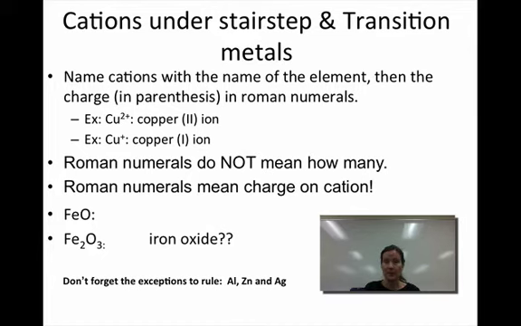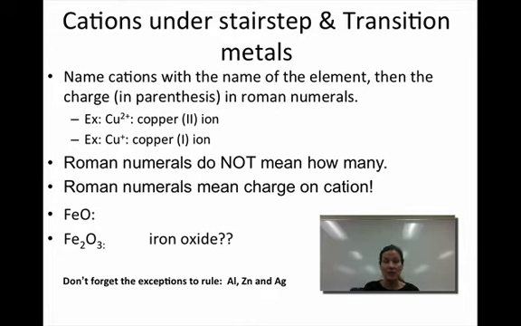Now don't forget the exceptions, aluminum, zinc, and silver. They don't include a Roman numeral, and it's because aluminum's always 3, zinc is always 2, silver's always 1. So essentially when it comes to naming ionic compounds, the cation portion, if you know the charge, you don't include a Roman numeral. Like for column 1, all the alkali metals, you don't need a Roman numeral because they're always the same charge. Aluminum, zinc, and silver, always the same charge.